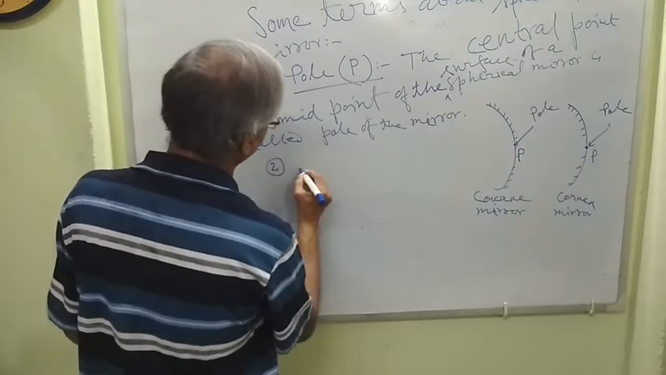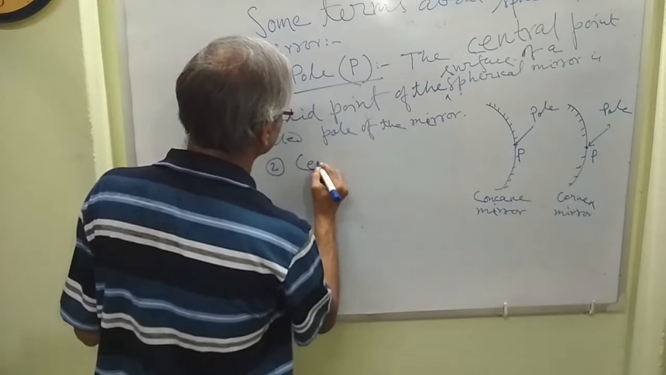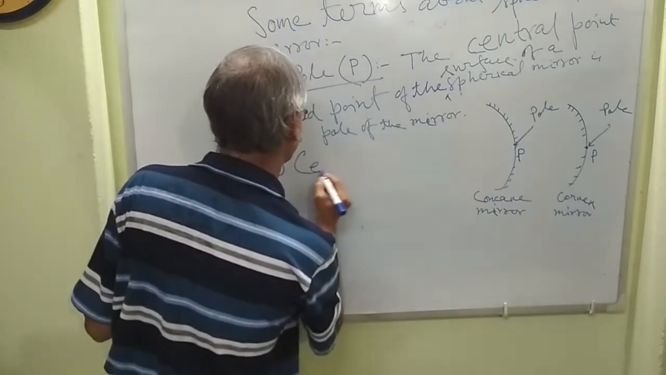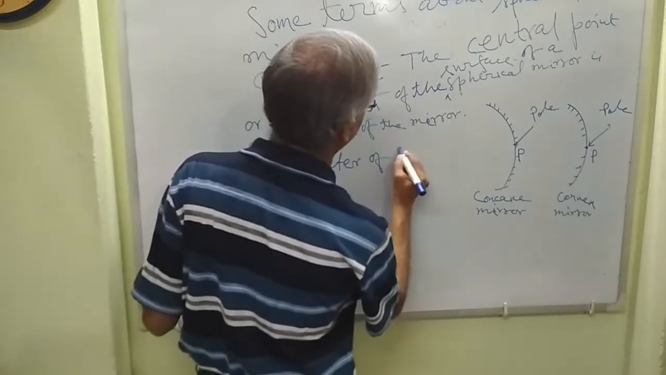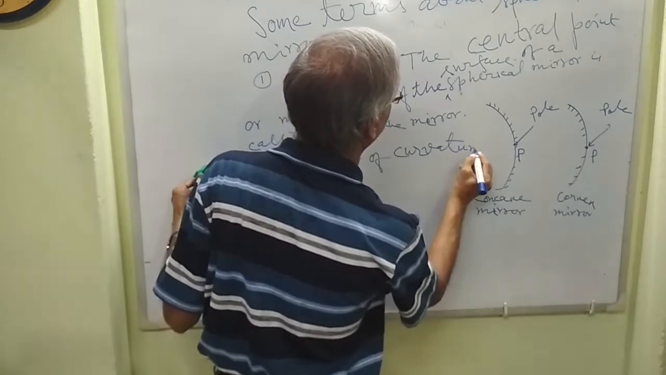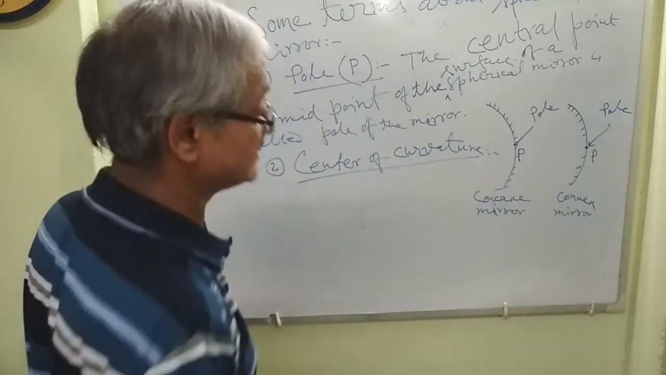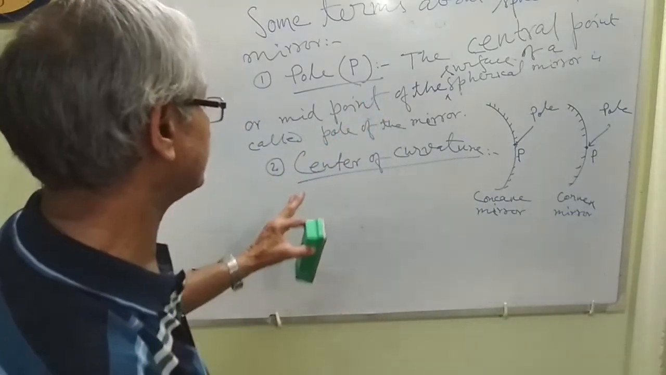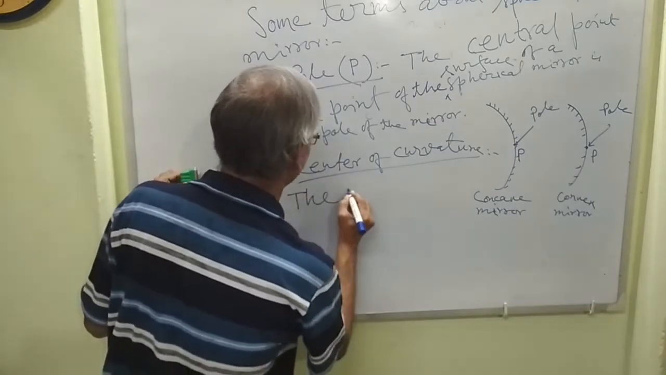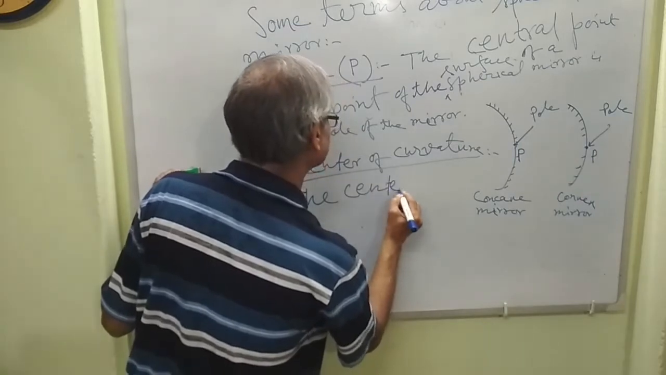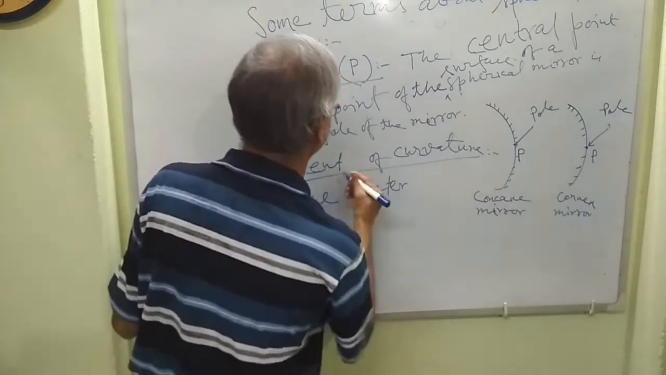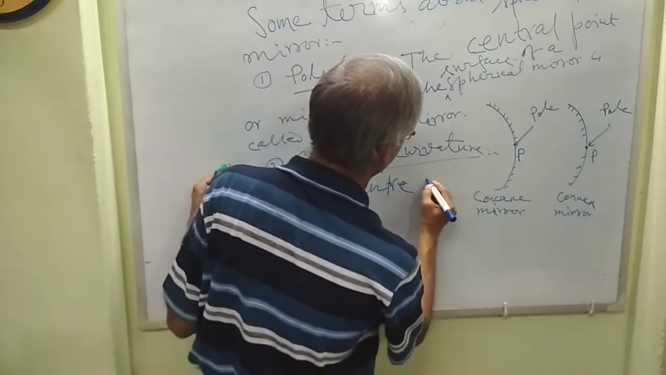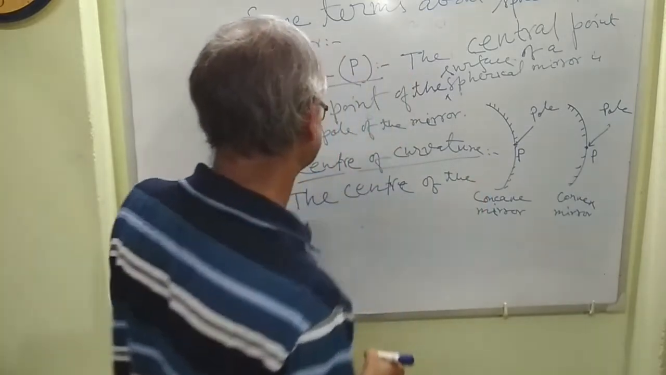Now, center of curvature. The center of the sphere of which the spherical mirror is a part is called the center of curvature.